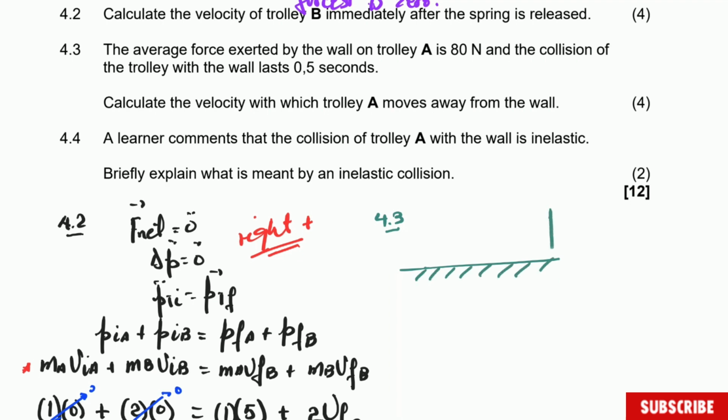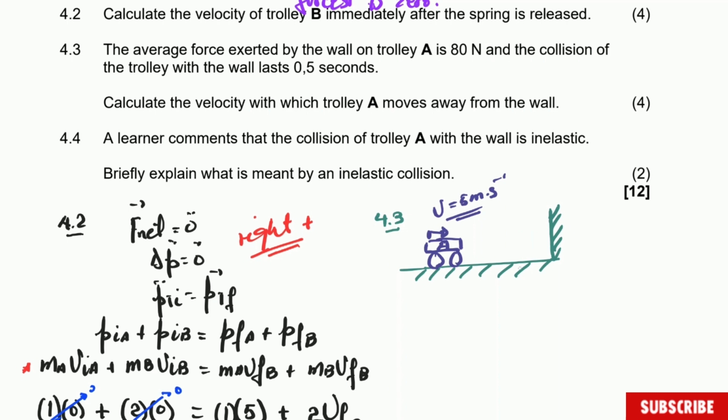Okay, there is a wall. Let's say the trolley is moving initially in that direction with a velocity equal to 5 meters per second. Now this will be the initial velocity of trolley A. Okay, this is trolley A. It's moving there and eventually it's going to bounce on the wall. When it bounces, it will bounce with a specific velocity, and that is what they want.